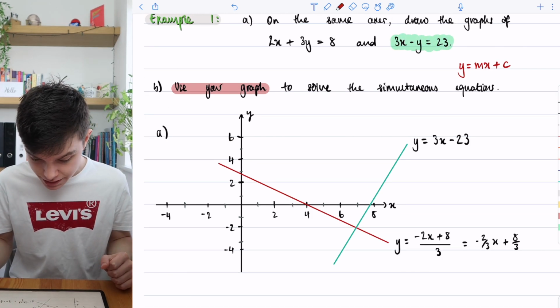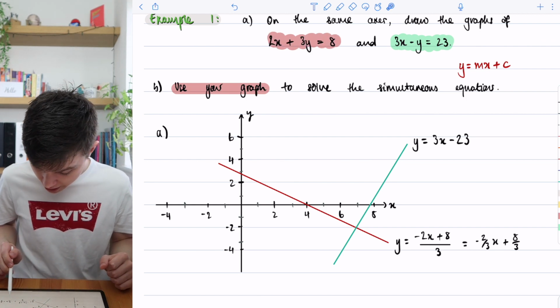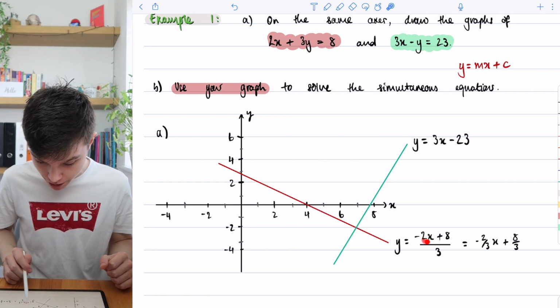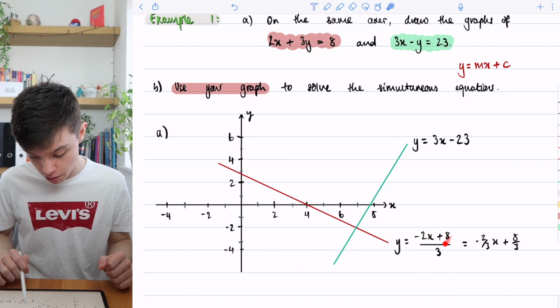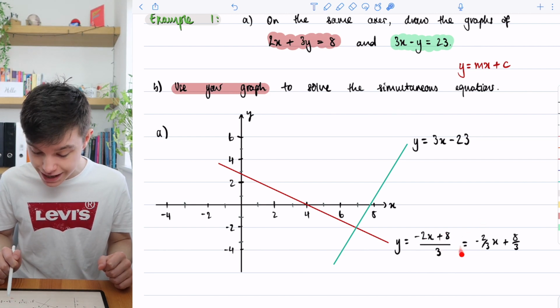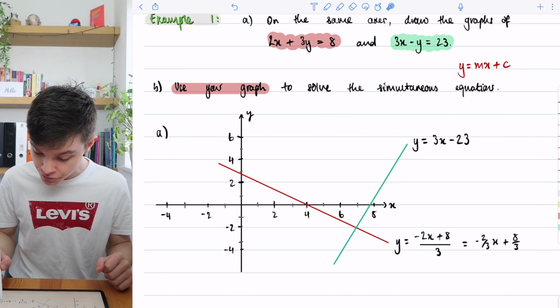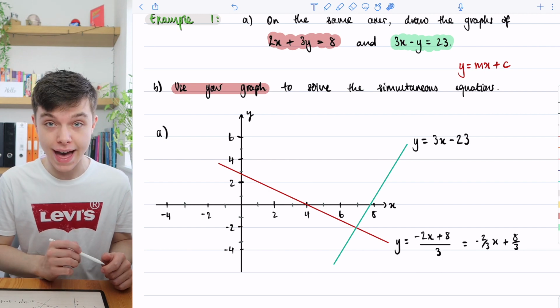And then the red line, well, of course, it's going to be the other one. And we can see I've got, I have minus 2x from both sides and I've divided by 3. And then I've just distributed the 3 to both terms on the top. So we've got a gradient of minus 2/3 coming down like that because it's a negative. And a y-intercept of positive 8/3, which is about there.